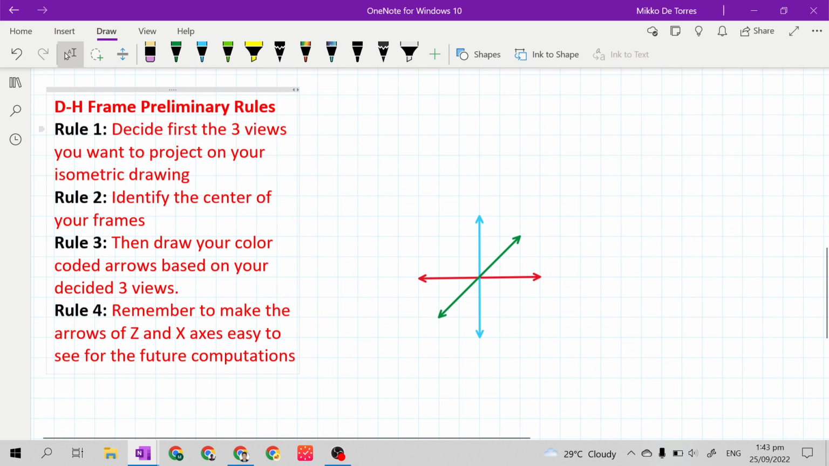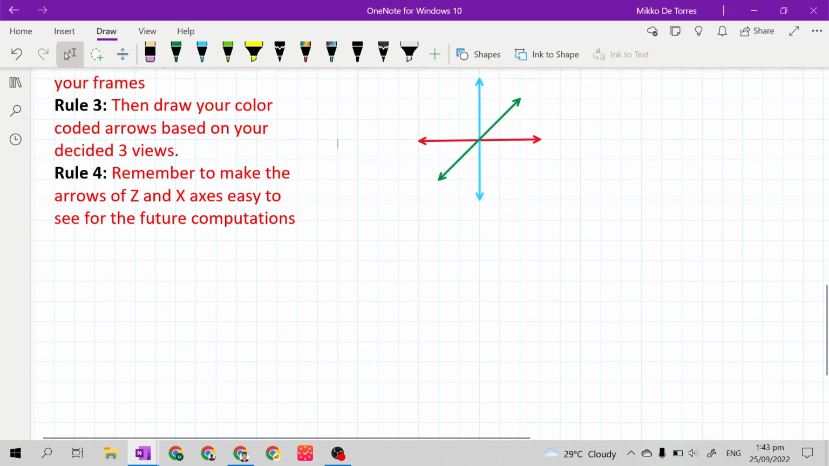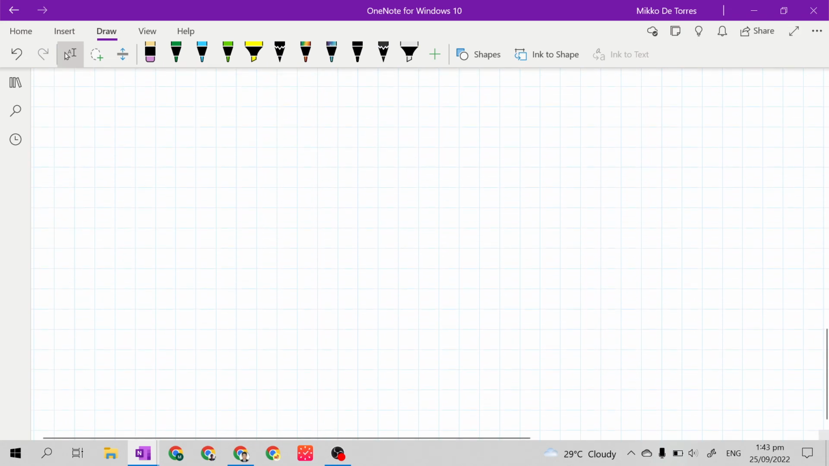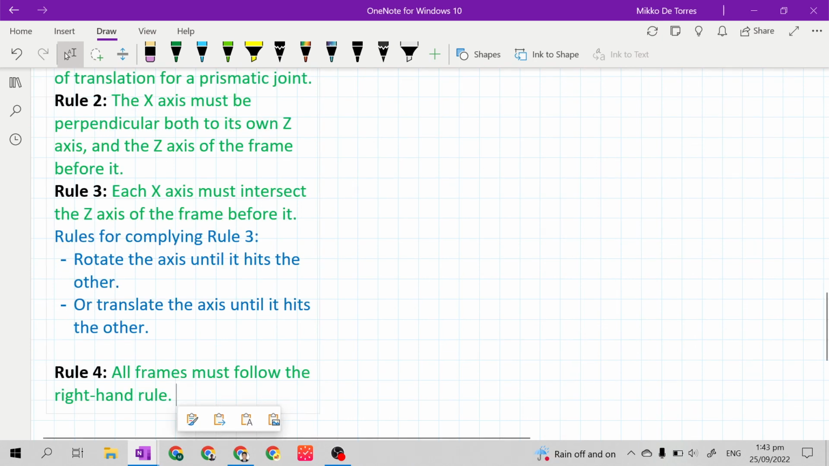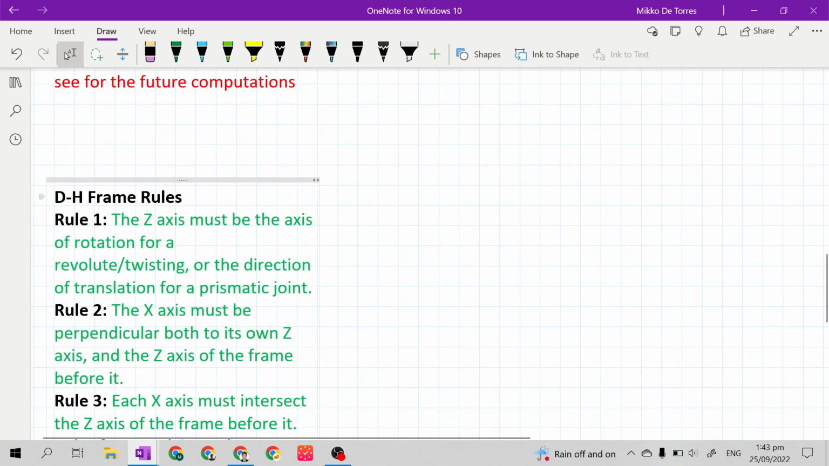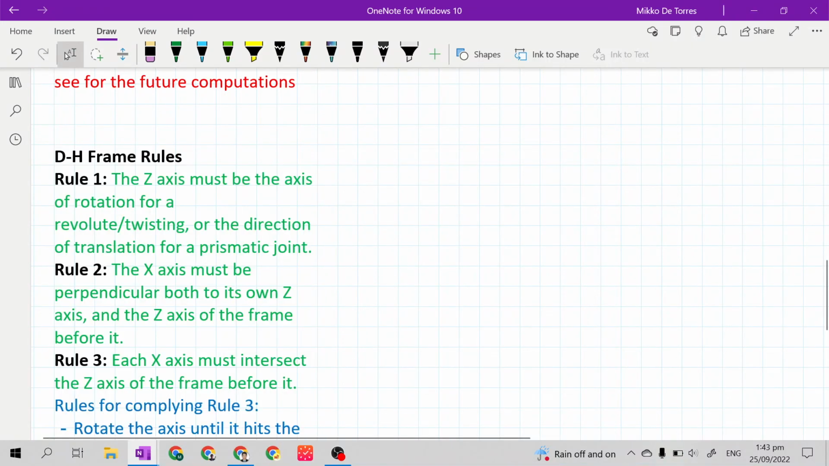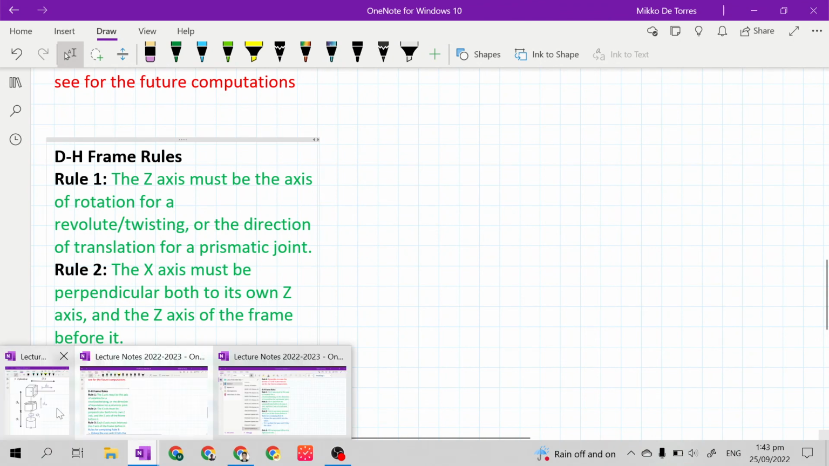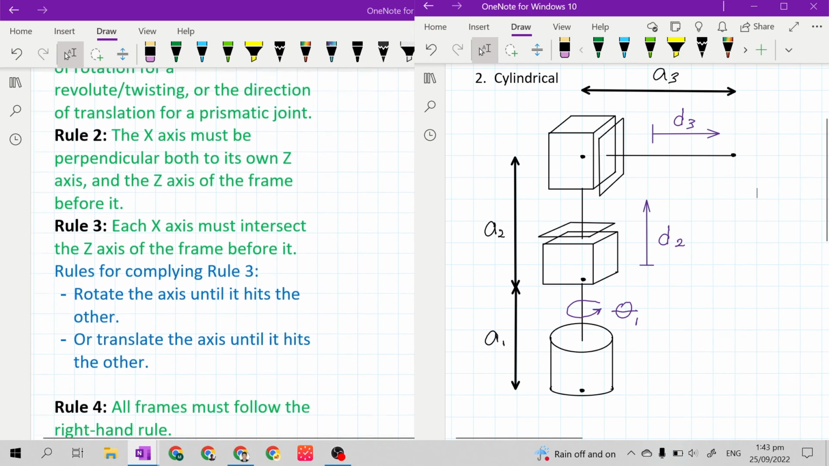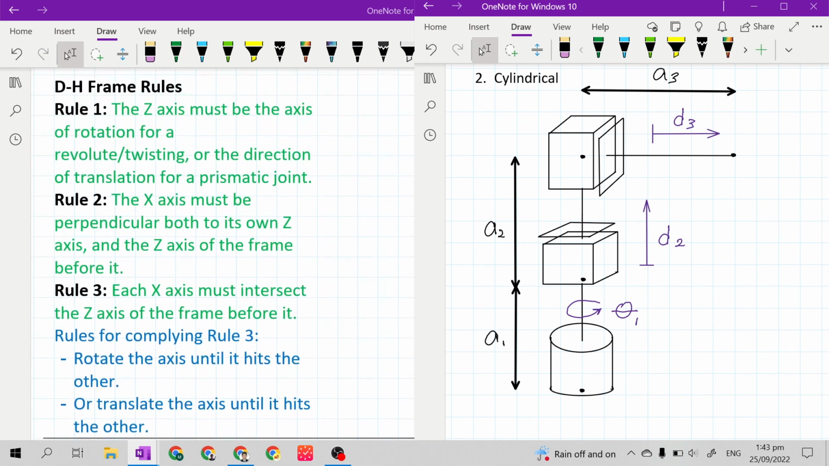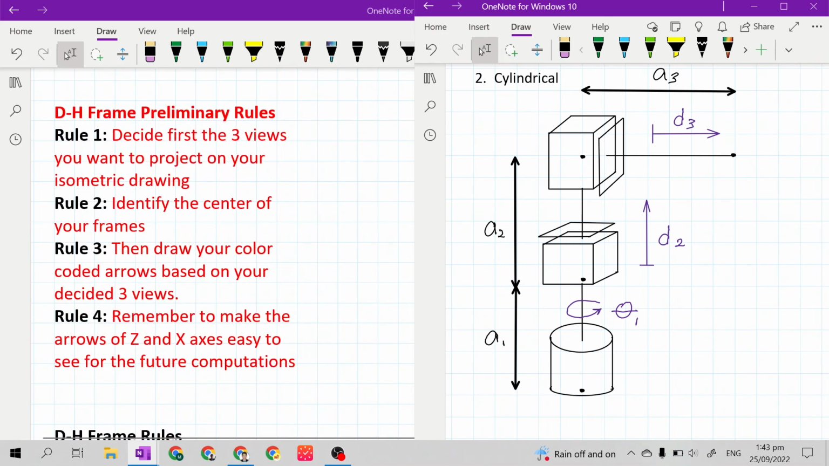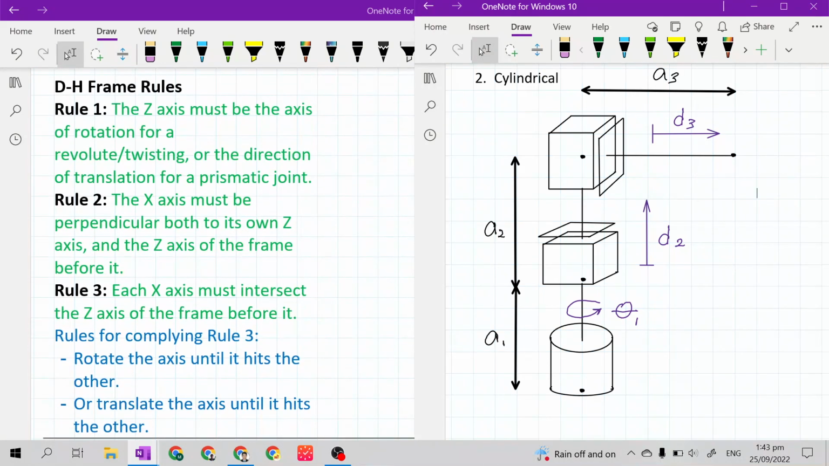Now that we have learned the DH preliminary frame rules, we can go to the real DH frame rules. So let's go to our manipulator. Now that the DH preliminary rules are established, we can follow the DH frame rules.